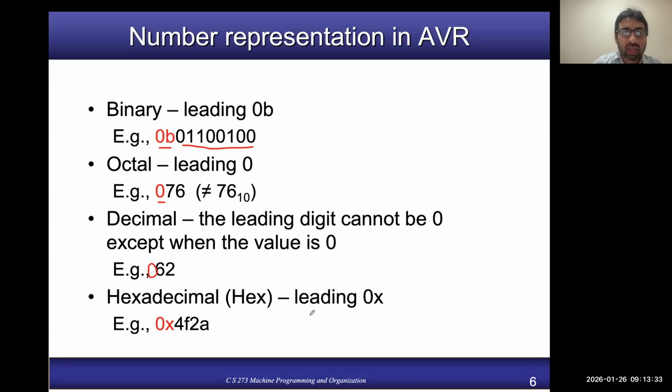And how do we specify a number in hexadecimal form? For that, you can put a leading 0x. So for example, if you write 0x4f2a, the assembler will understand that this is a number in hexadecimal form.